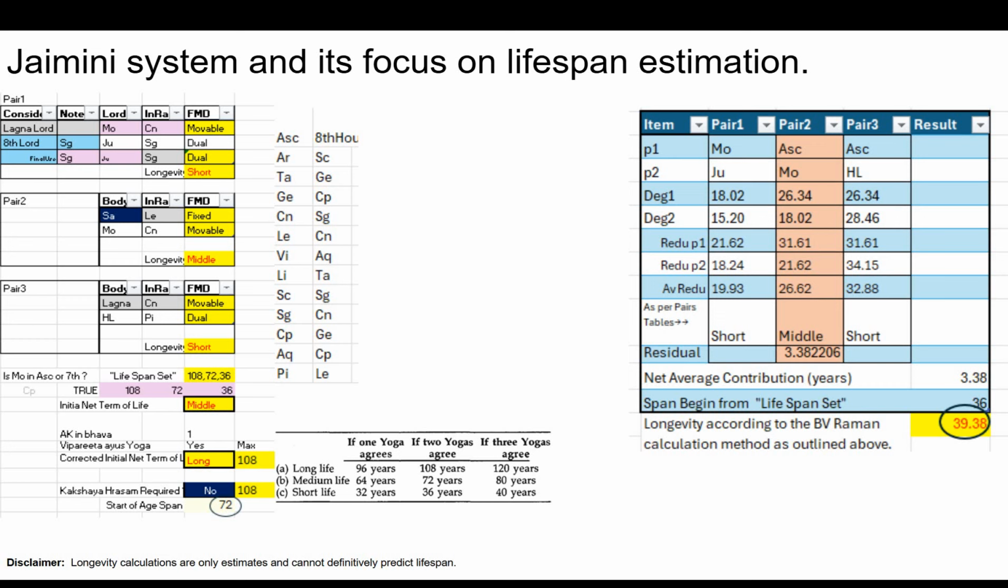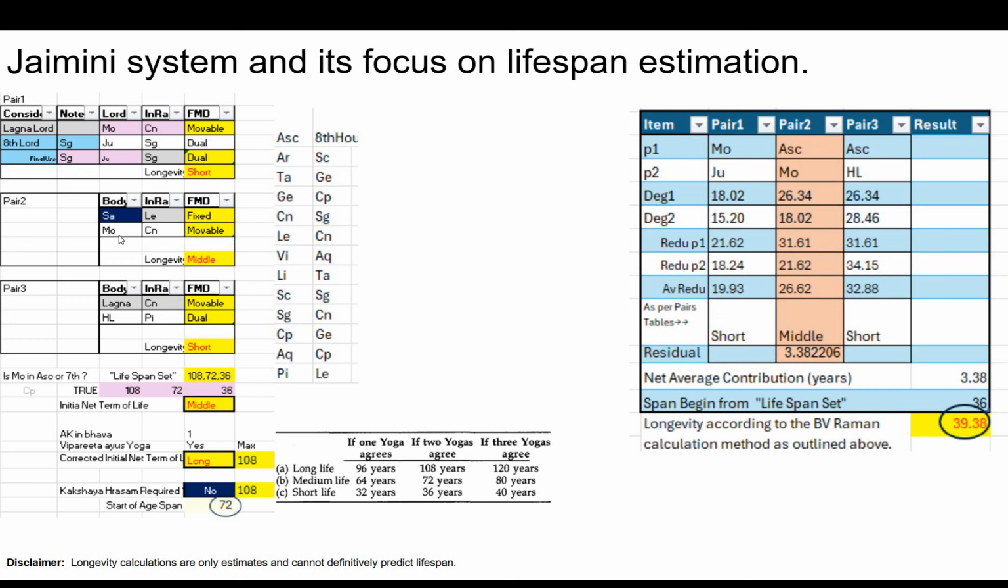Movement is life. So when you see movable signs coming up, you get more life. Dual, of course, is an average life, middle life. And if it is going to be fixed, it is going to be a short life. So depending upon movable, dual or fixed, you get a long life, a middle life or a short life.